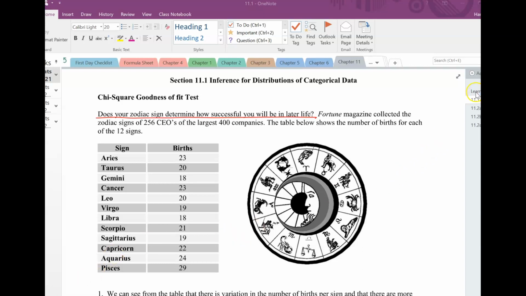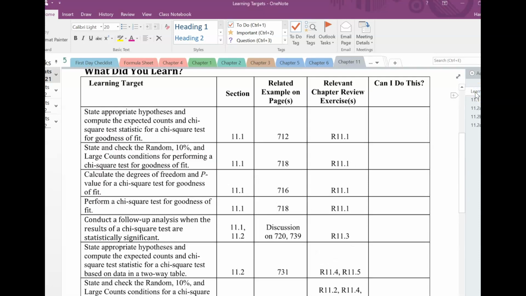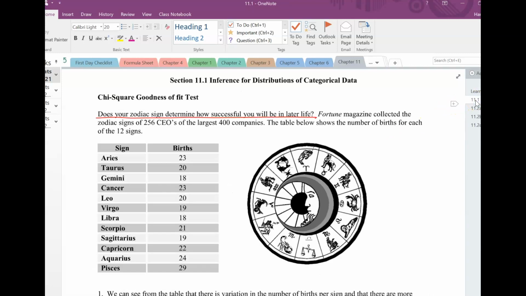If you take a look at the learning targets for chapter 11, we're going to be stating the hypotheses, a null and alternate hypothesis for the chi-square goodness of fit test. We're going to be going through some conditions that must be met before the test. We're going to talk about degrees of freedom and p-value for this test. We're going to perform the test and then discuss an analysis at the end. So if you go to your OneNote notebook and click on activity 11.1, we'll get started.